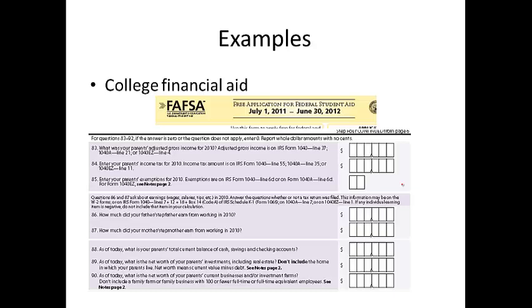Now take a look at this. This is the college financial aid form, the government form that families need to fill out to figure out how much to pay for junior's college education. And look at some of the questions on the form. Well, what was your parents' adjusted gross income for 2010? Here's a nice one. As of today, what is your parents' total current balance of cash, savings, and checking accounts? As of today, what is the net worth of your parents' investments, including real estate, and so forth? So it's really a wonderful glimpse into how much the family can pay, and the price then gets set on that basis.